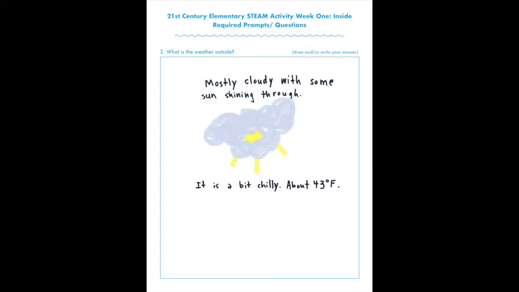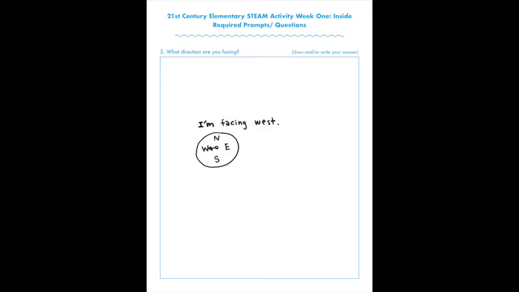Question number 2 is, what is the weather outside? While looking out my window, I observed that it was mostly cloudy outside with some sun shining through. I did a little additional snooping to find out the temperature. I looked it up online and it was about 43 degrees Fahrenheit. Question number 3 is, what direction are you facing? I knew that I was facing west because the street outside my window runs south to my left and north to my right.